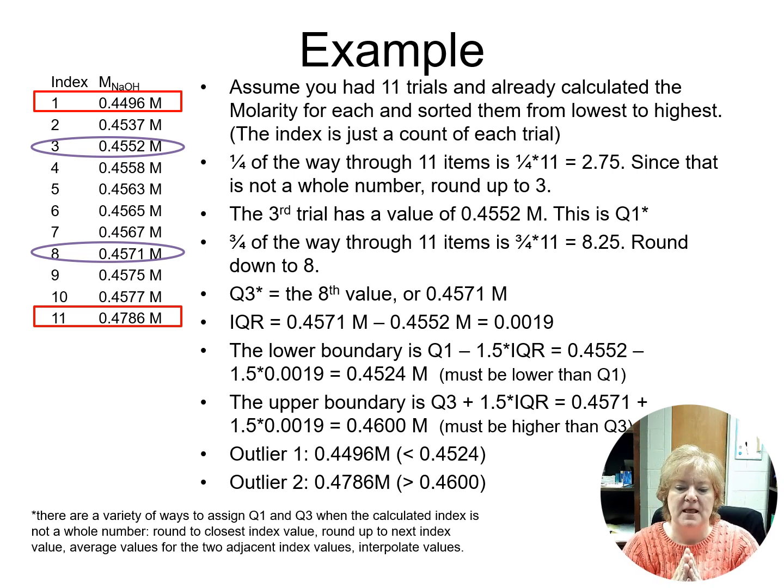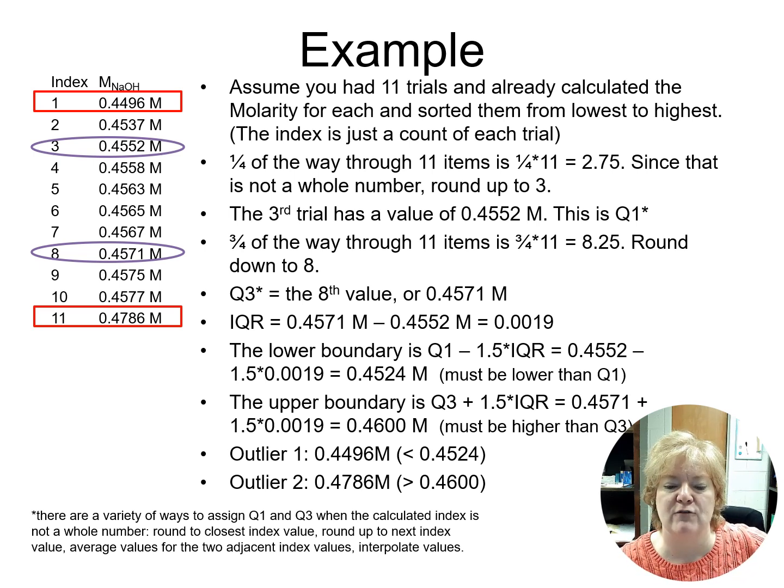And again, remember, sometimes you can mess up which one you do the minus and which one you do the plus. It's important that your lower boundary is the lowest possible number, lower than your first and your third quartiles, and the upper boundary should be higher than all of your quartiles. So double check that you got that right.